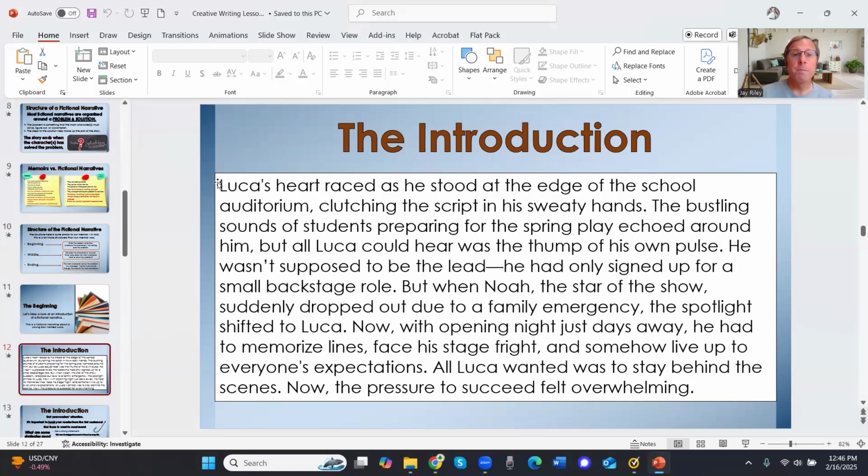Lucas's heart raced as he stood at the edge of the school auditorium, clutching the script in his sweaty hands.